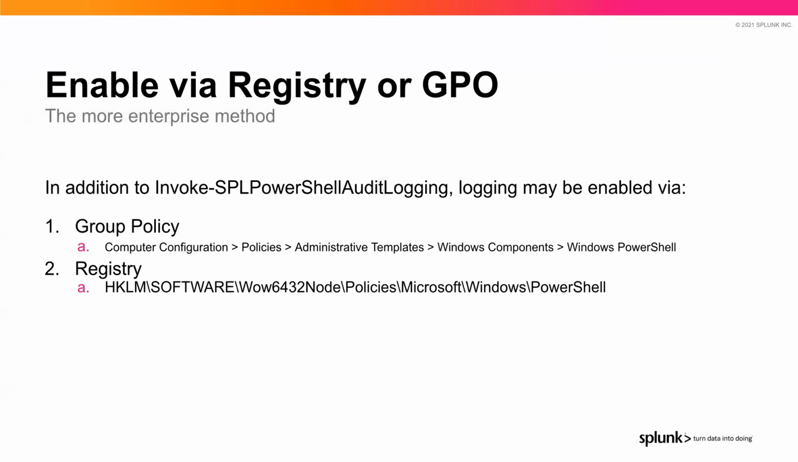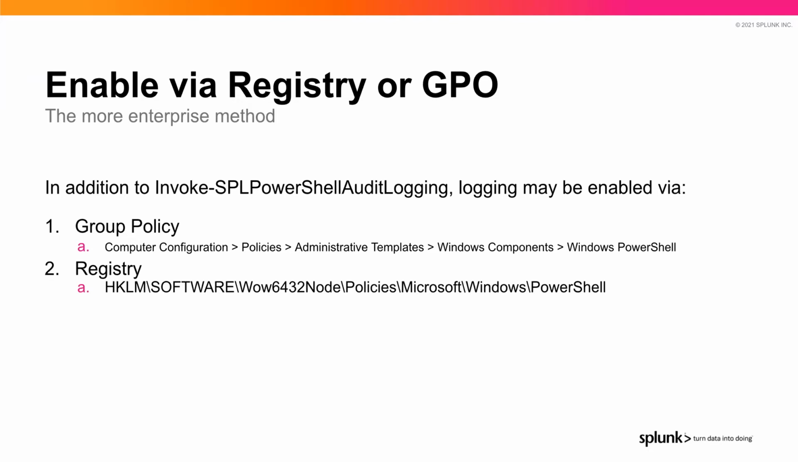Also, in a more enterprise type environment, you might want to enable these through group policy. That's located under Computer Configuration, Policies, Administrative Templates, Windows Components, and Windows PowerShell. You can enable all PowerShell audit logging through group policy. We discussed this in our demo by creating a separate policy object so that we can just modify it and apply it to critical assets or assets I only want to gather PowerShell audit logging from.